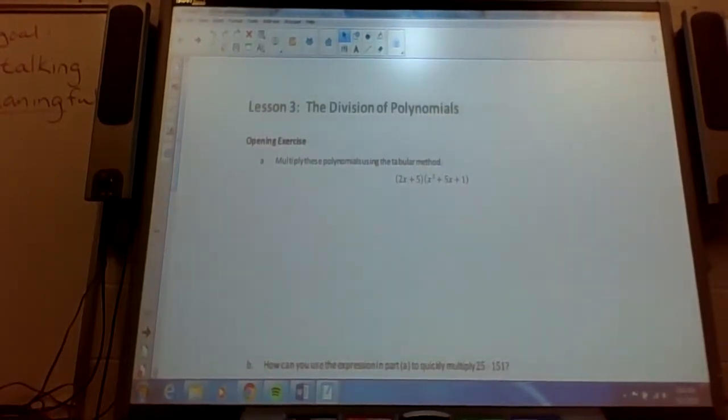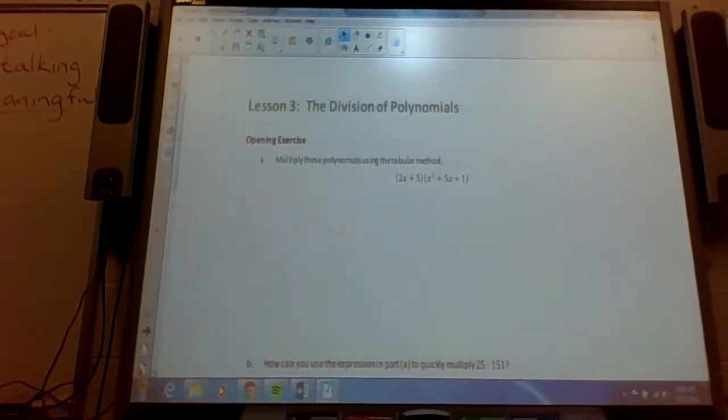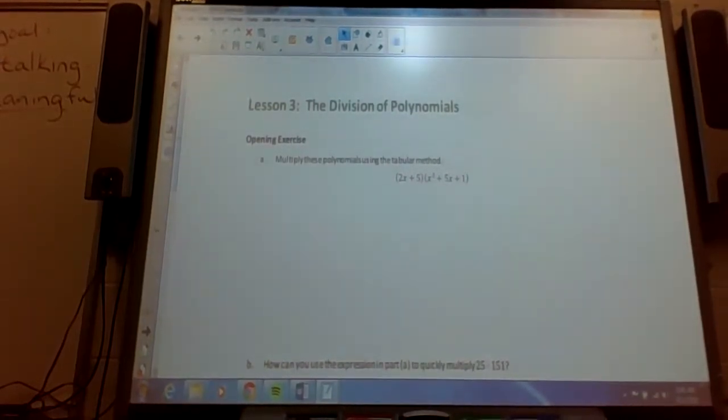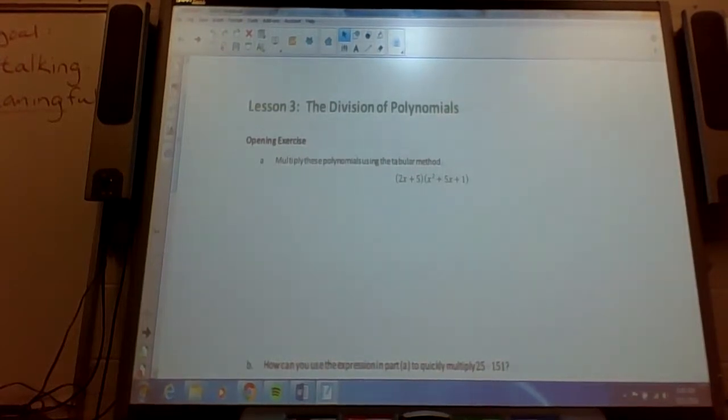Yes, it says use the tabular method. What does it mean to use the tabular method, Hunter? What have we been doing? That square thing with the smaller squares in it? Remember what we call that? They call it the tabular method. I always call it the area model for multiplication, right? And then you'll add.